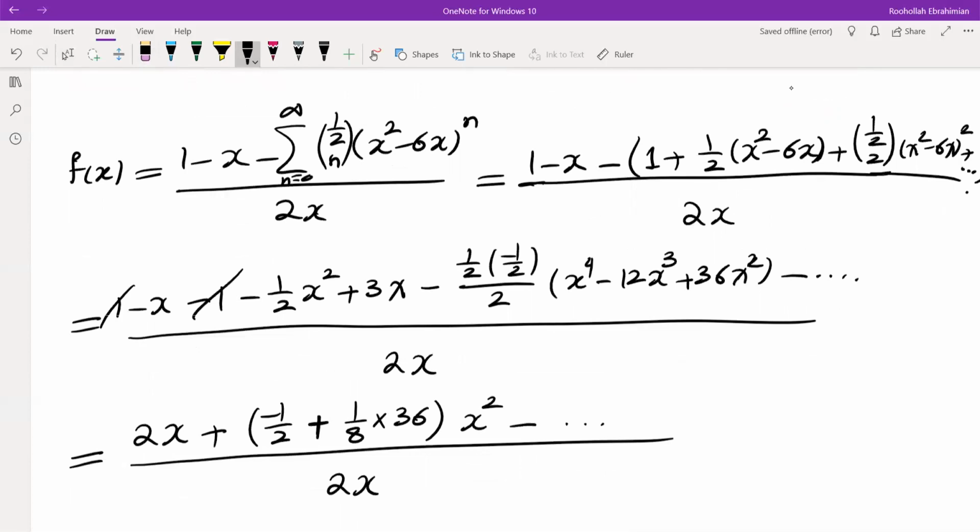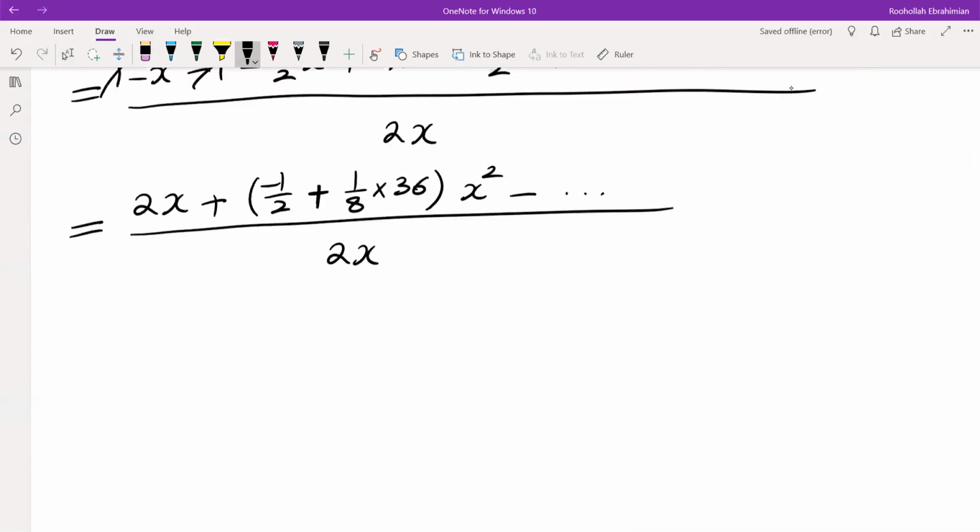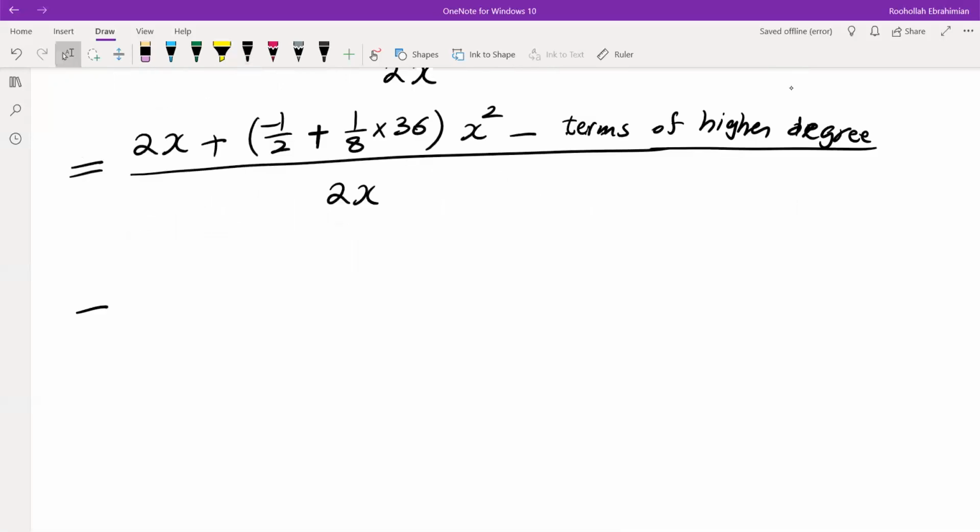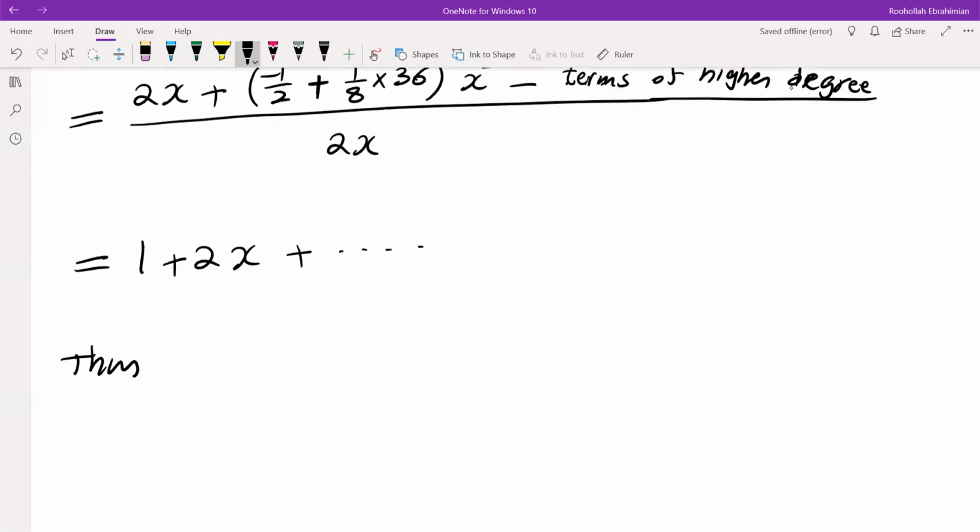So I'm going to write down terms of higher degree. So 9 over 2 minus 1 over 2, that's 4. Divided by 2, that's 2. Plus 2x, and then plus the rest of the terms. So that means B0 is 1 and B1 is 2. So that establishes the first two terms.